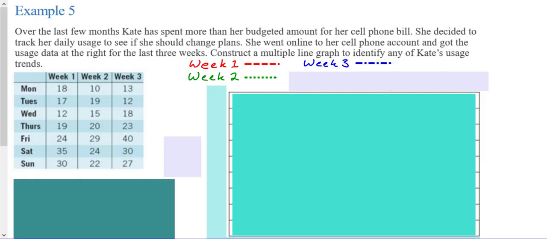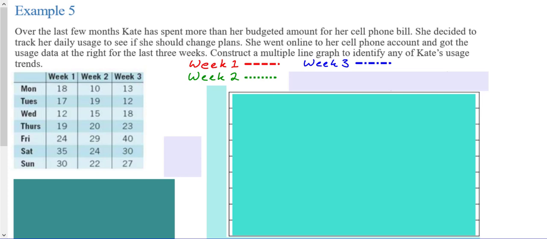In this last video for Unit 1, Lesson Set 3, we're going to explore budgets and line graphs. A line graph is a type of graph or data display that is used to show changes over time on a coordinate graph. So in this example, Kate has spent more than her budgeted amount for her cell phone bill. So she decides to track her daily usage to see if she should change plans.